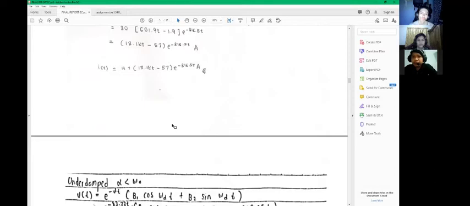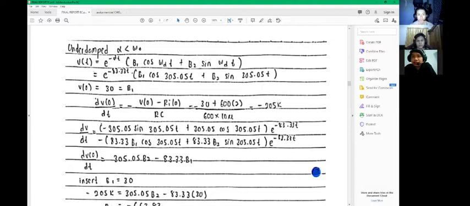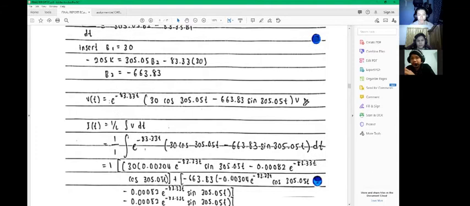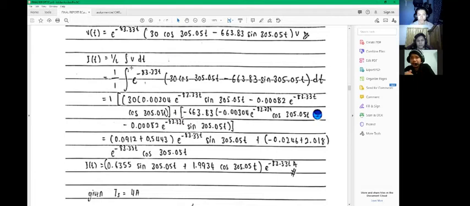And then for underdamped, v(t) is equal to e to the power of -alpha t (B1 cos wd t plus B2 sin wd t). The same, we should find our values for B1 and B2, and then we can put them inside our v(t) equation. For i(t), it is equal to 1 over L integral of v(t) dt, and this is the calculation.